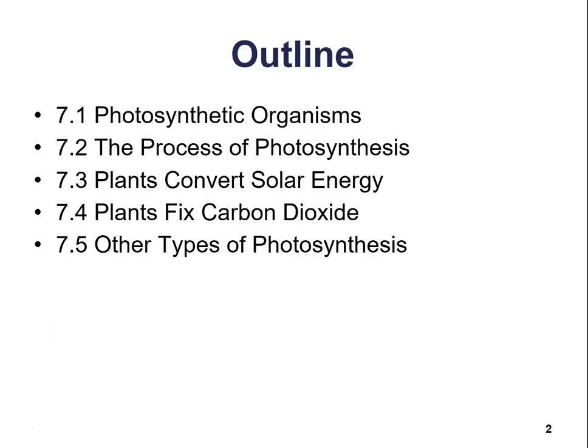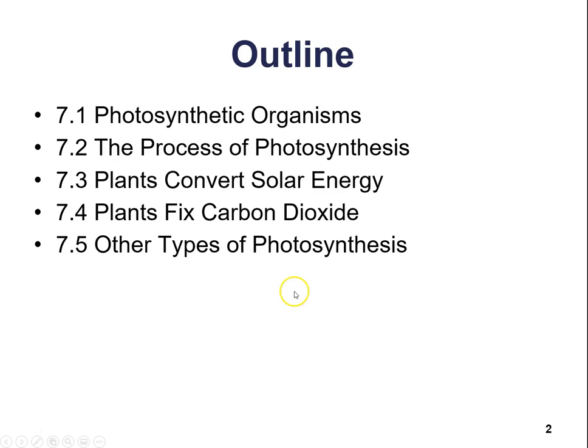Okay, so in terms of the outline, broken down, we'll talk in general about photosynthetic organisms. This is probably something that I've already talked about in other chapters. Then we'll talk about the process of photosynthesis, converting solar energy, specifically that part of it, which is really the light reactions. And then fixing the carbon dioxide, that's really the Calvin cycle, or the dark reactions, as you'll sometimes hear it called.